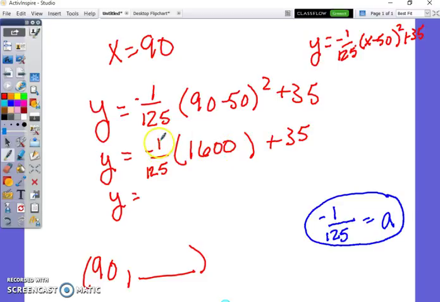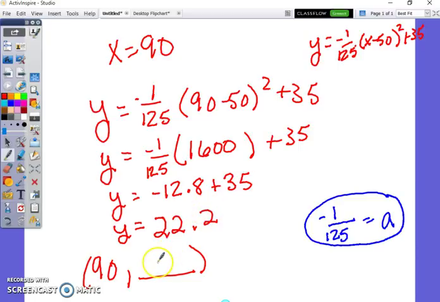So 1,600 times negative 1 divided by 125. Okay, so do 1,600 times negative 1. That'd be negative 1,600, then divide by 125. Negative 12.8 plus 35. What does y equal? 22.2. There we go.